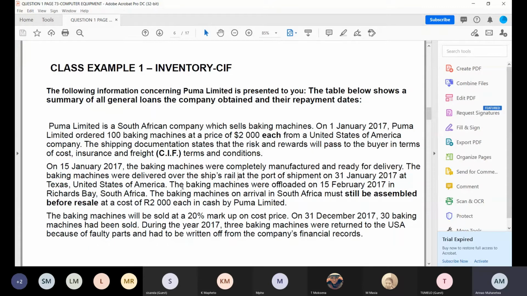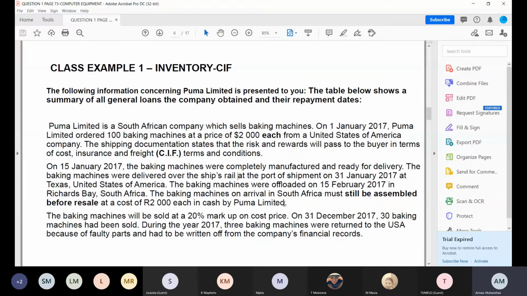All right, let's proceed. The baking machines were offloaded on 15 February 2017 in Richards Bay, KZN, South Africa. The baking machinery on arrival in South Africa must still be assembled before resale at a cost of 2,000 Rand each in cash by Puma Limited.